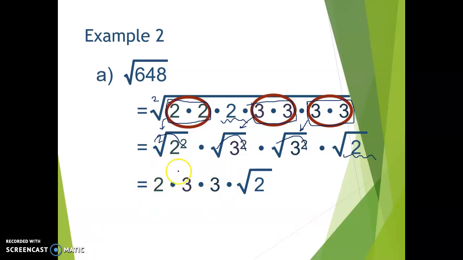Our last step is multiply anything on the outside to simplify. So 2 times 3 times 3 is 18 times the square root of 2. We cannot simplify this anymore because it doesn't have any factors that are perfect squares. All right, see if you can do this one on your own. Pause the video and come back and check your work when you've had a chance to try it.